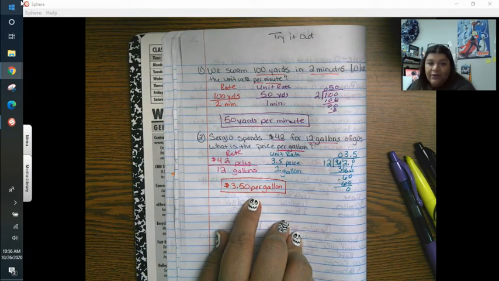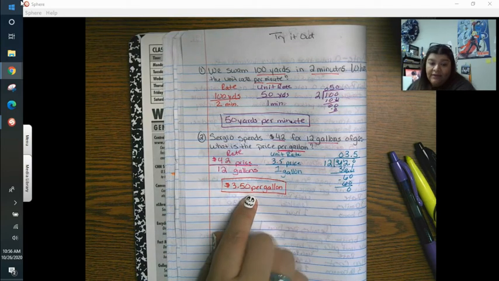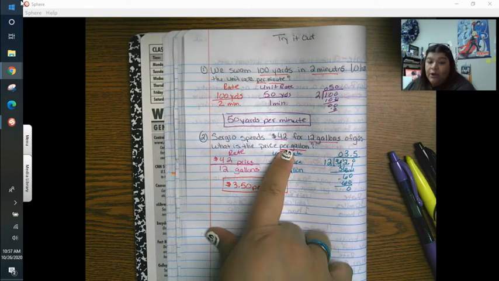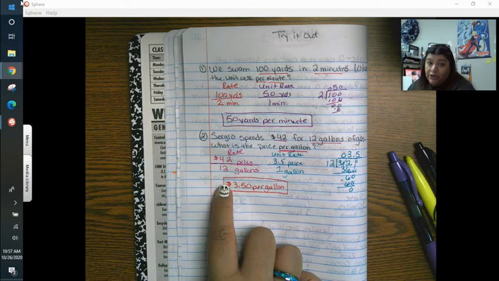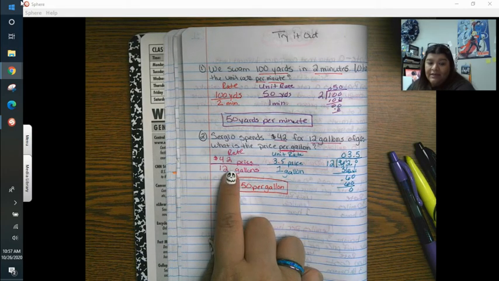Okay? So now you're going to go ahead and do your Google form. Remember, all you're doing is dividing. This tells you right here, per gallon, per minute, that tells you what you're dividing by. That tells you what your denominator is going to be. Okay? And remember, top goes in, bottom stays out.